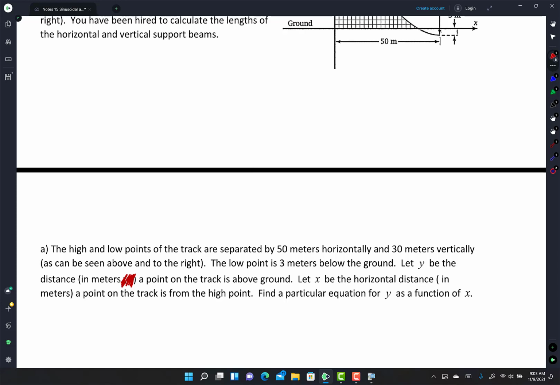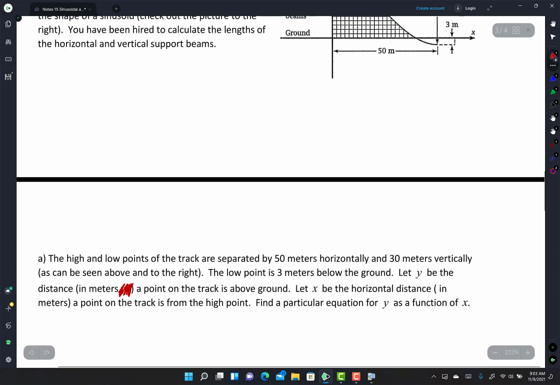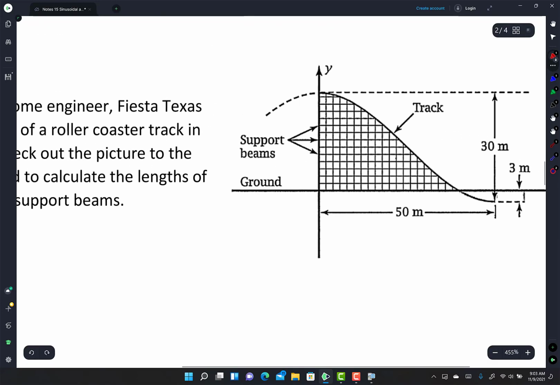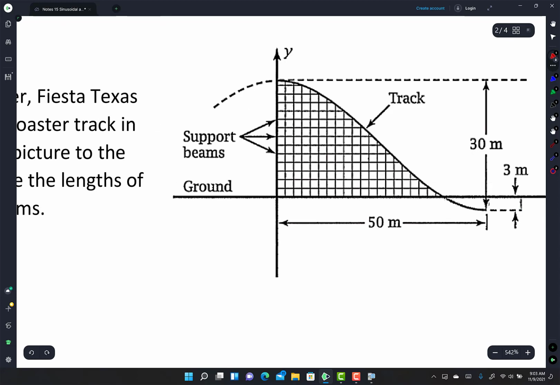So before we start, make sure we understand what we're doing. Does this track look like a sinusoid? Yes. So that means we're probably going to have to figure out an equation for this portion of it. Does that make sense? So I'm going to zoom in on this track, and the first thing we should know is that I have a low point. How many meters below the ground? So that is -3.